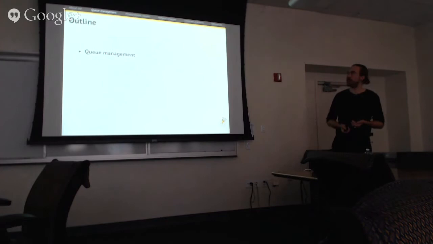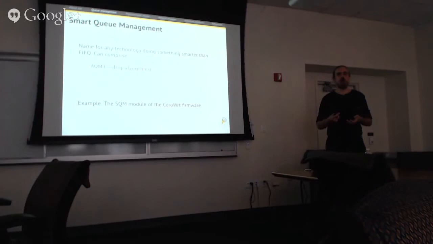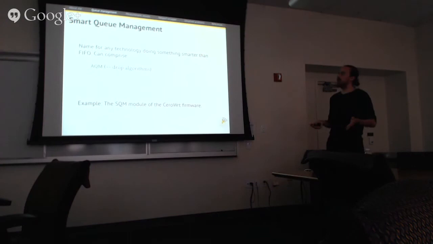Looking at queue management, there's a little bit of confusion of terms in this area. What I call, and what most people in the academic community call, AQM algorithms are algorithms that will start dropping packets in the queue before it's full in some hopefully intelligent way. But for some people, the AQM term can encompass a larger area of technology. So I'm trying to use the term smart queue management to encompass anything that's smarter than just having a first-in, first-out queue. That can be AQM algorithms, anything that drops packets before the queue fills up.